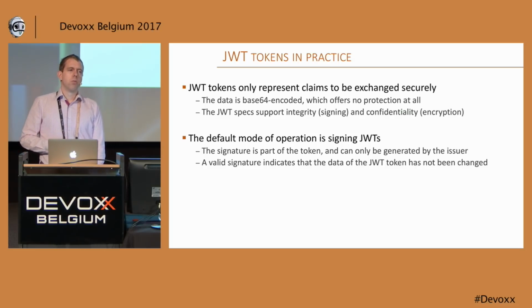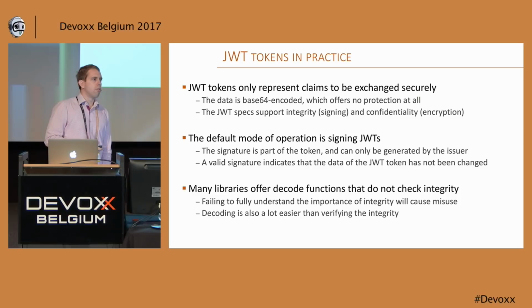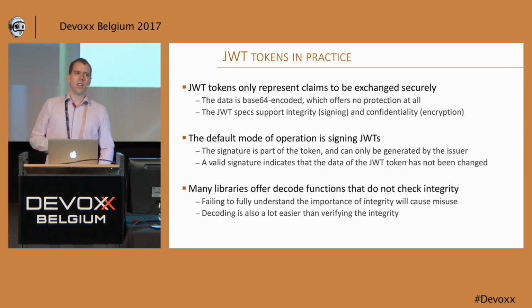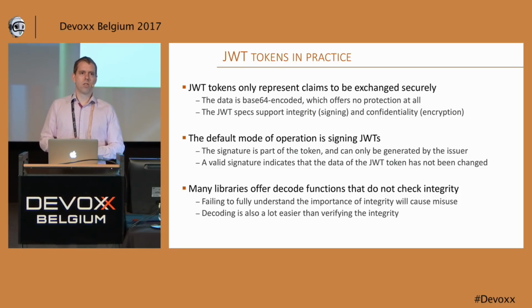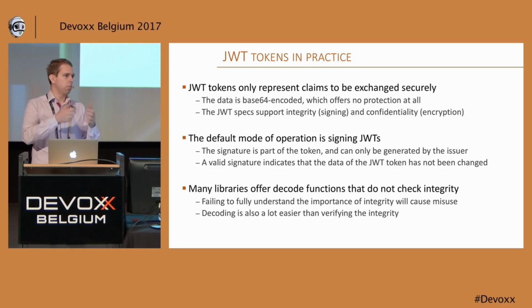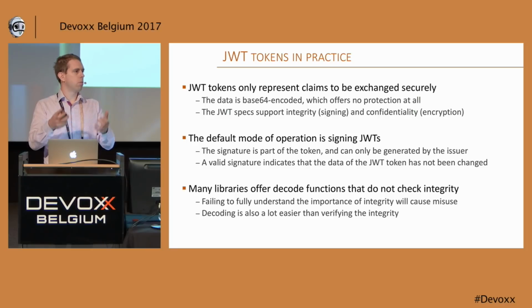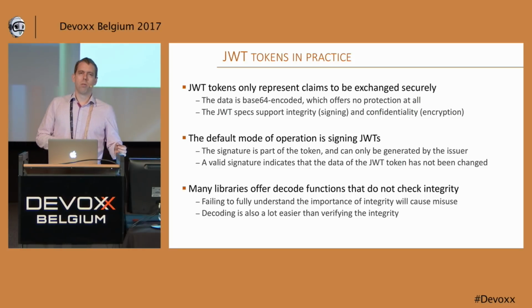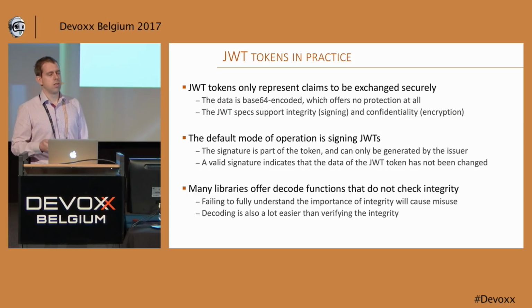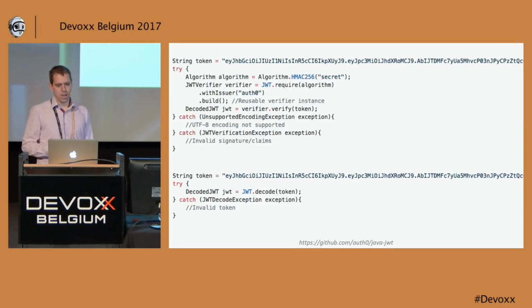One of the drawbacks with this approach is that many libraries offer decode functions that do not check the integrity of the token. Meaning that if you, by accident, use the wrong function, you're getting the data, but no integrity checking is happening. So essentially, your code looks fine, your application works as expected, but if somebody comes around and manipulates the payload, your application will not detect that. And that's a problem. And a second problem is that simply decoding instead of verifying the integrity is easier. So there's going to be people that do it wrong.